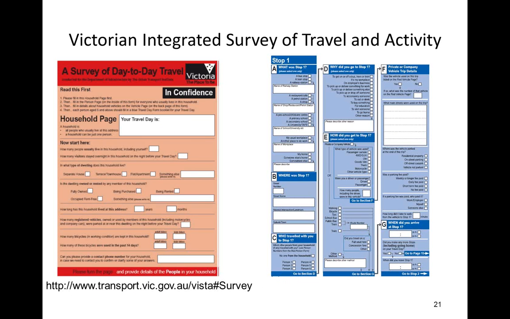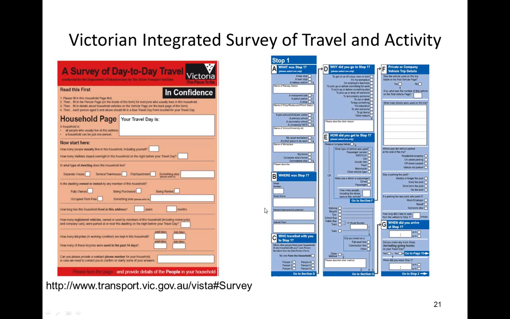Much of the data for developing a four-step model comes from the census. Population and enrollment are all coming from some sort of census data from various government agencies. But there's a special survey that's being done specifically to develop the four-step model, and that is called the Household Interview Survey. In the case of Melbourne, it's called the Victorian Integrated Survey for Travel and Activity.